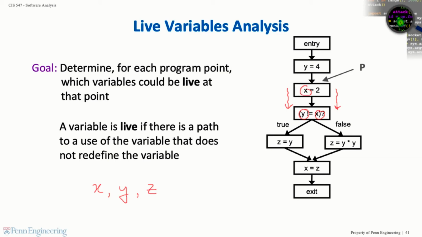The variable Z is also not live at program point P, because along each of these paths emanating from P, Z is redefined here and here before it is used here.